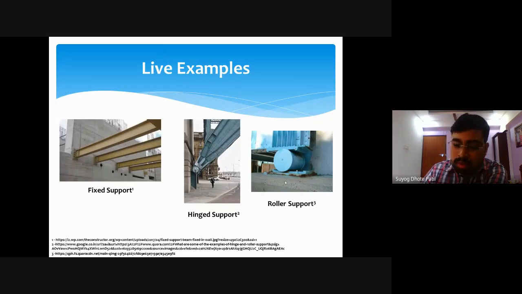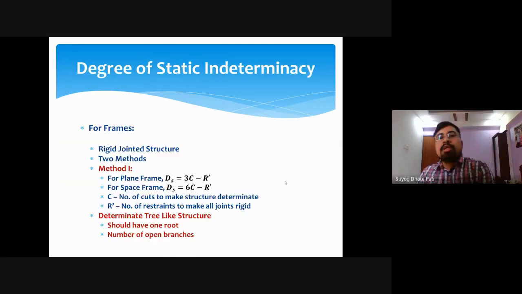Then, degree of static indeterminacy for frame structure. There are 2 methods to calculate the static indeterminacy for a frame structure. Method 1 will be discussed here, and method 2 will be discussed after some slides. For a plane frame, the total degree of static indeterminacy is calculated by using 3c minus r dash.